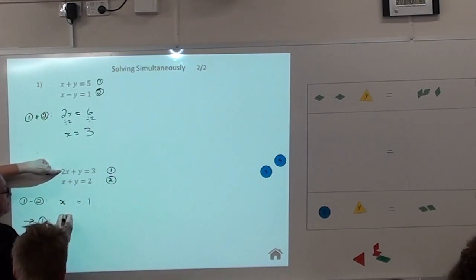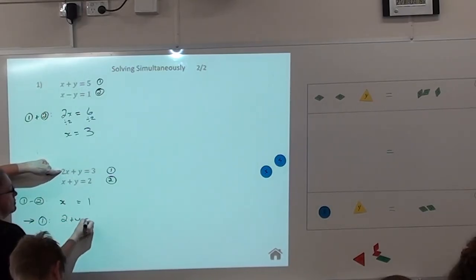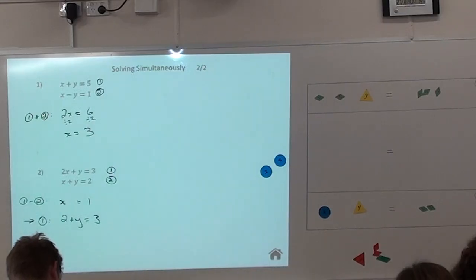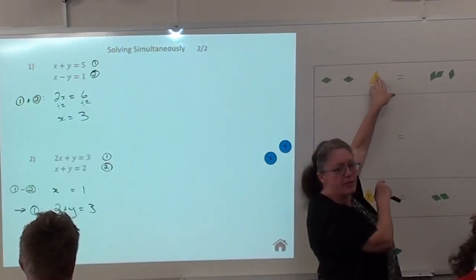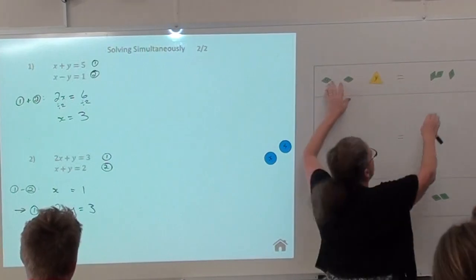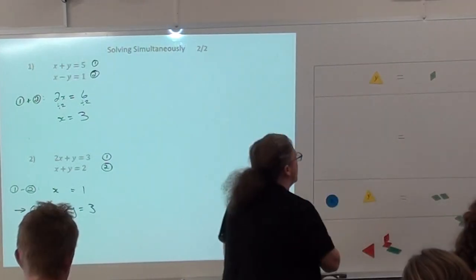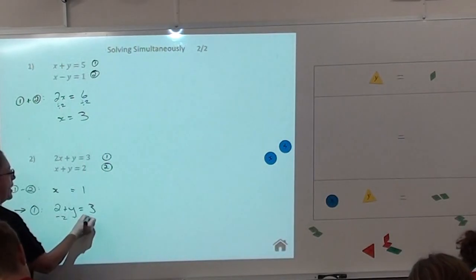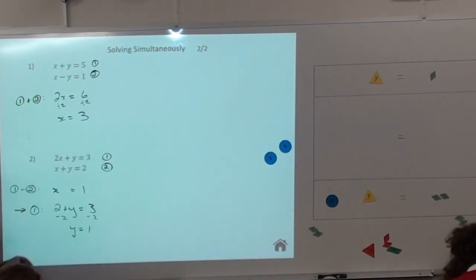So x is being replaced with 1, so this equation becomes that. And then of course I'm going to subtract 2 from each side. My aim is mostly to get a letter by itself, so I'm subtracting 2 from each side. And I end up with y equals 1. Did you still have a question, Hannah?